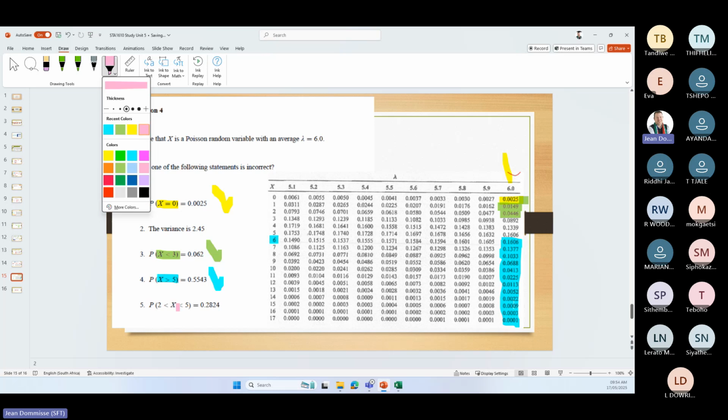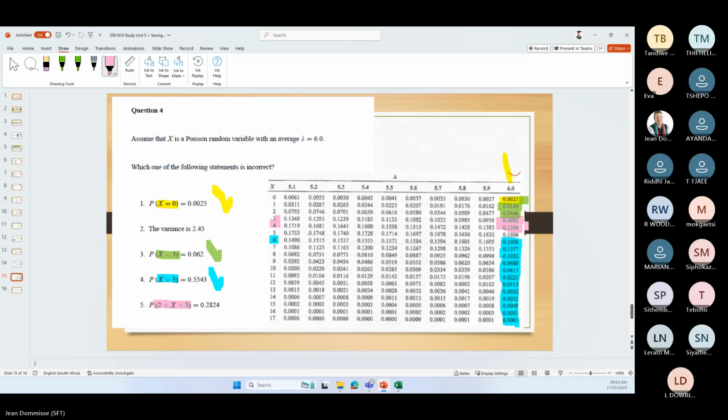Let's just look at that last one, and then we'll go back to the variance. Smaller than 5, so it does not include 5. Bigger than 2, so it does not include 2. So it is basically 4 and 3. And so let's just see, that is 4 and 3. If you add those two together, why does it seem like that is also wrong?